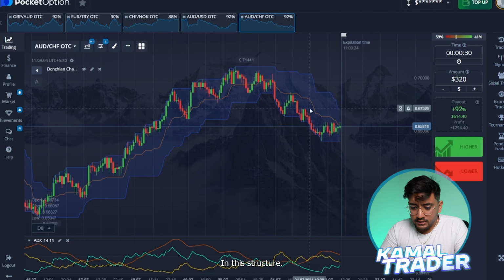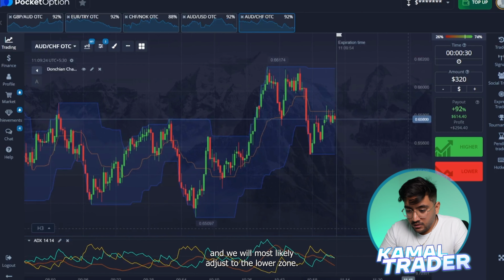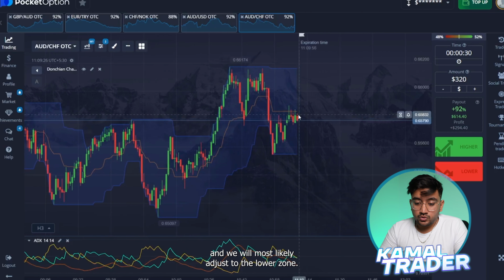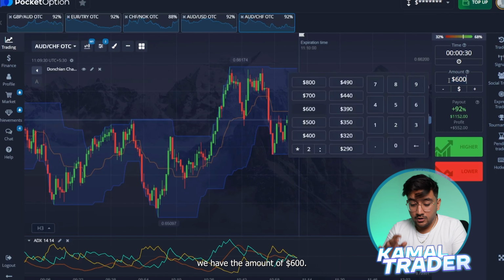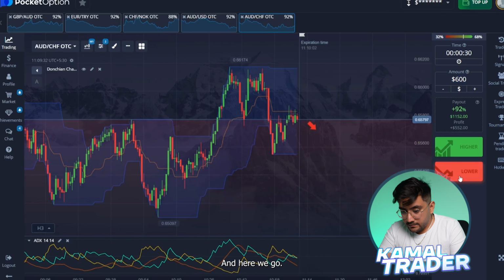Accordingly, we'll go to the minute time frame and see that there is a decrease in the channel, and we'll take a small break and we'll most likely adjust to the lower zone. And now at the moment we have the amount of $600, and here we go.